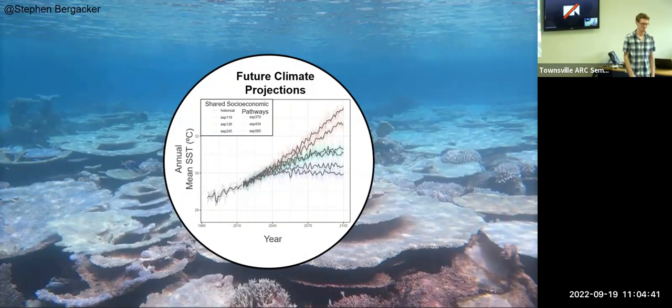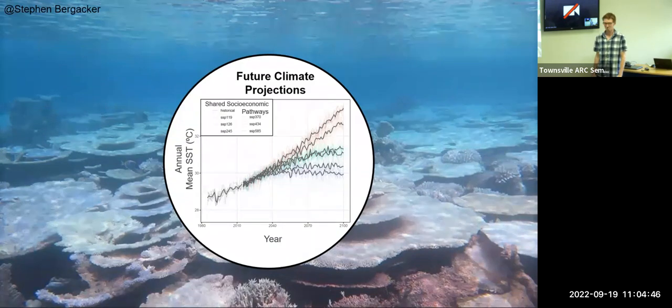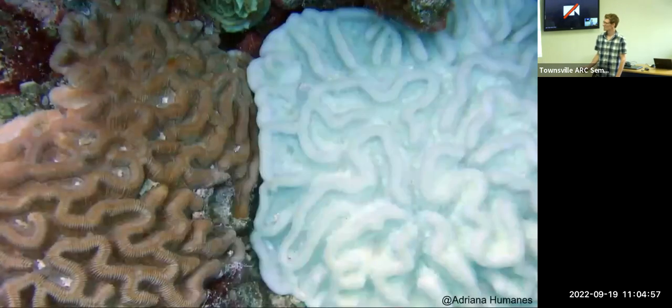Faced with a lot of problems because of climate change. And even under the most ambitious climate scenarios from the IPCC, temperatures are due to continue increasing for quite some time. But there's also a lot of variability in bleaching responses, even within single species.